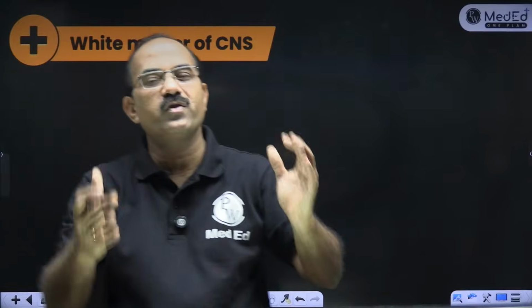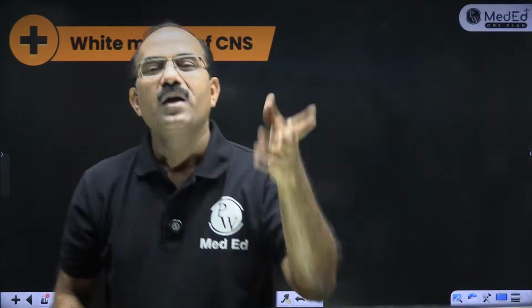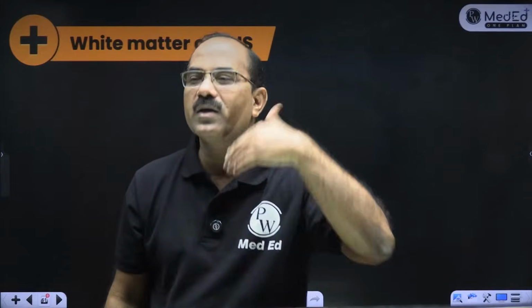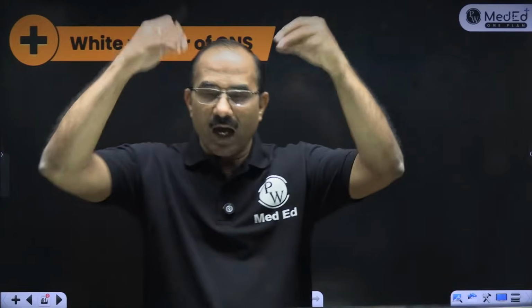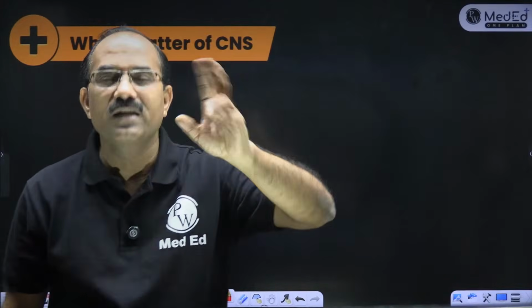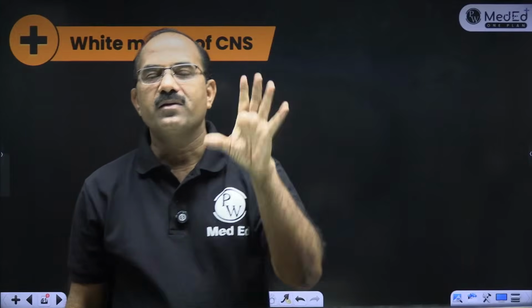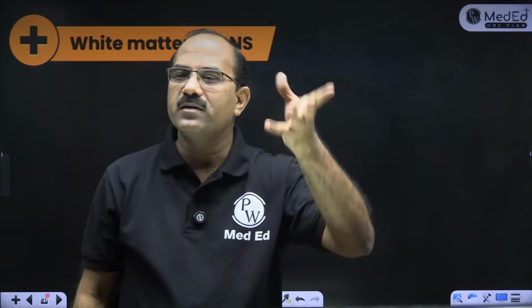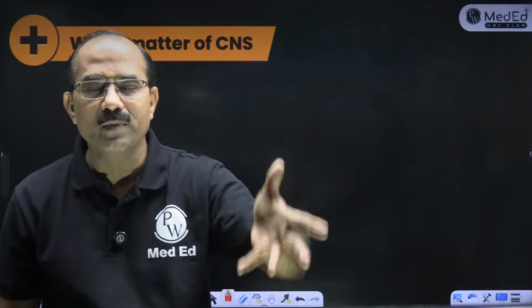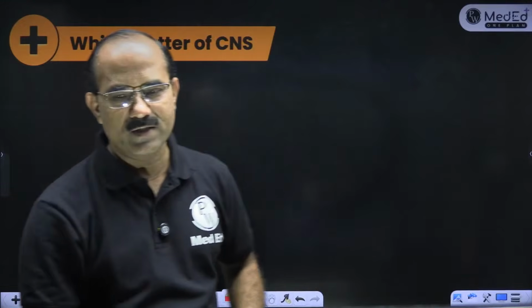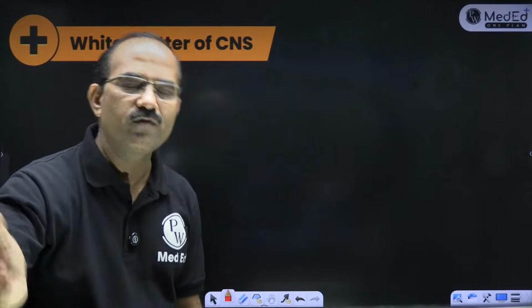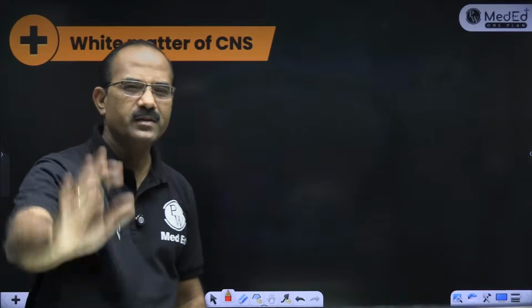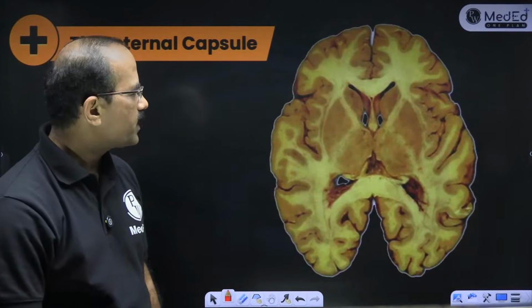The largest commissural fiber is corpus callosum. Any other commissural fiber? Anterior commissure, posterior commissure, habenular commissure. Fine. Then projection fibers, they project outside the brain. Example is fornix, internal capsule. And the third one is association fibers. They connect different areas in the same hemisphere. Example is uncinate fasciculus, superior longitudinal fasciculus, inferior longitudinal fasciculus. Fine, ये याद रखिए. Now coming to the parts of the internal capsule.